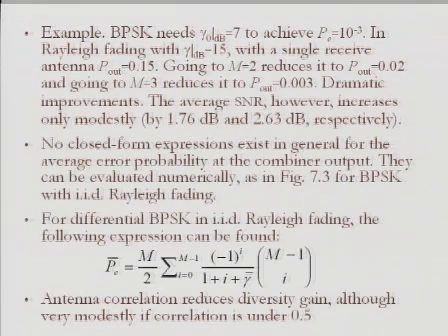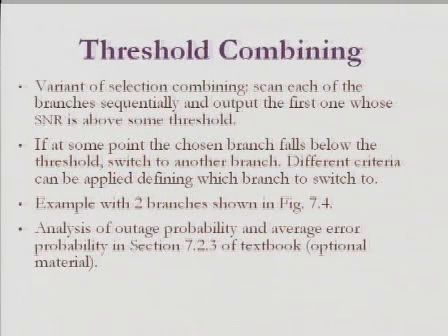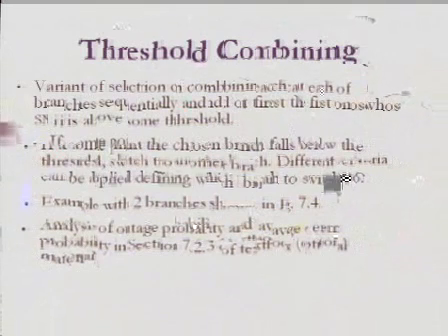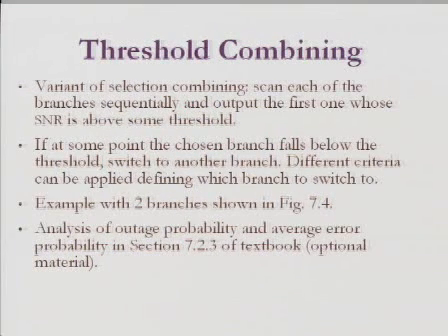Okay, so I think that's where we stopped last week. So now we'll see threshold combining, and I'm just going to say a couple words here, really. This is a variation of selection combining, which has some interest in terms of implementing it, although it's a little bit inferior. So the idea here is that you scan each of the antennas sequentially, and then you output the first one whose SNR is above some threshold that you've chosen before. Now, if at some point that antenna that you're using falls below that threshold, you switch to another one. If you have more than two, you can come up with variations on which one you go to. If you only have two, then you switch to the other one, and that's it.